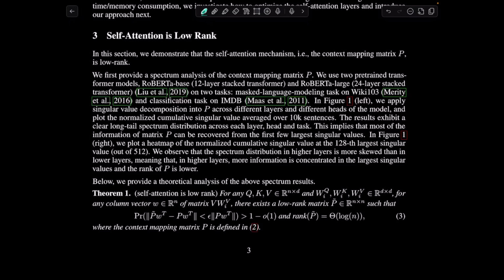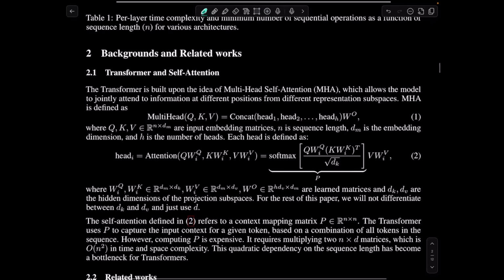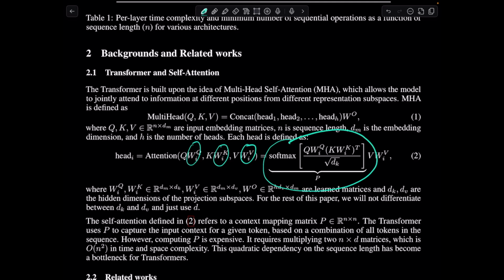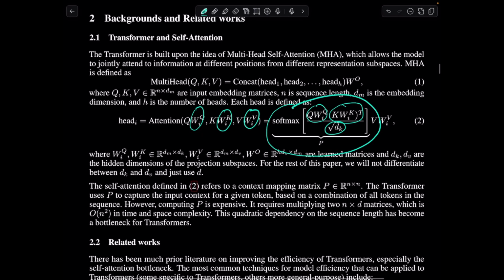To understand this theorem, let's first take a look at the math of attention. As you can see, these WQ, WK, WV are projection matrices. Time complexity for P is O(n squared d). As a recap, understanding this P is pretty important. What P is doing is that it does projection for the key and query inputs, and then it does scaling, and then lastly it does the softmax. So this is the part that Linformer is trying to optimize.